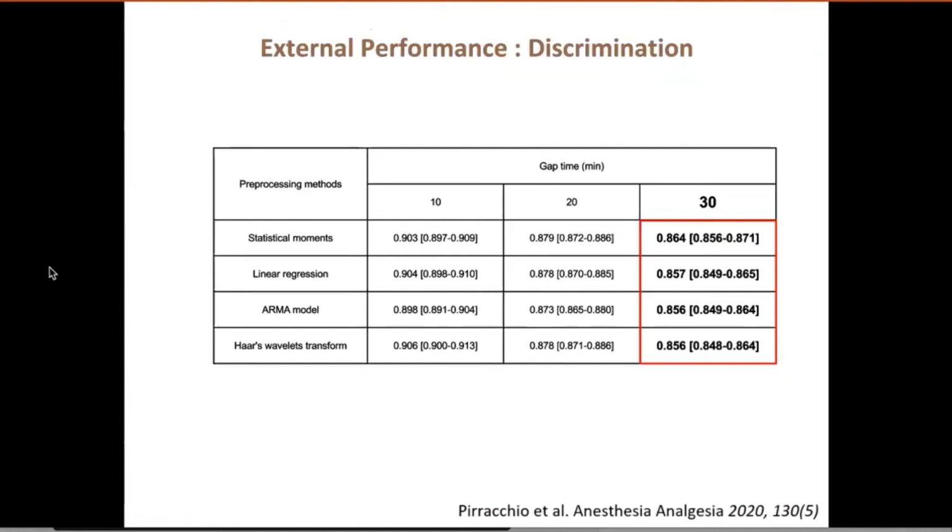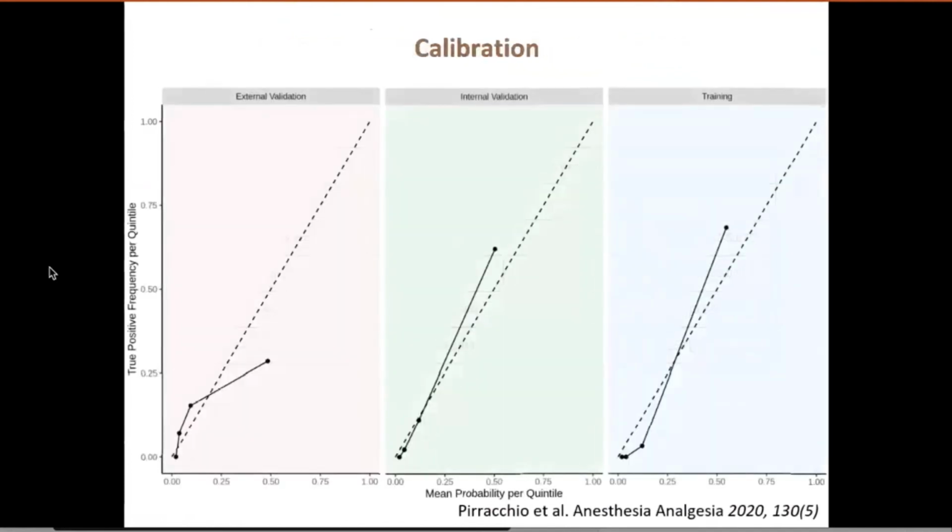Next slide. In terms of calibration, it was not ideal, as you can see, especially in the external validation cohort. But it was promising, and more of a proof of concept that we're now using to work on different follow-up projects that I will briefly mention now. Next slide.